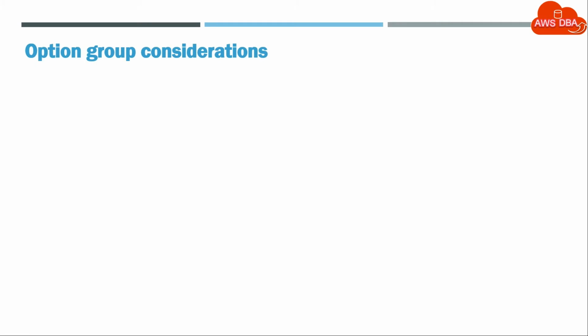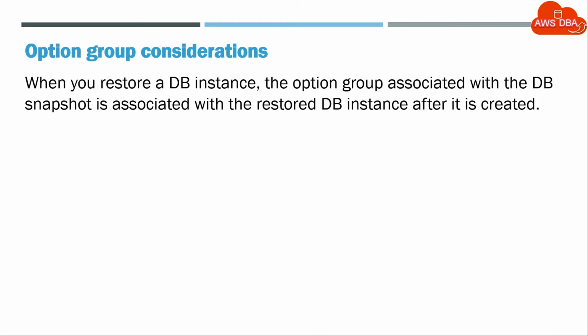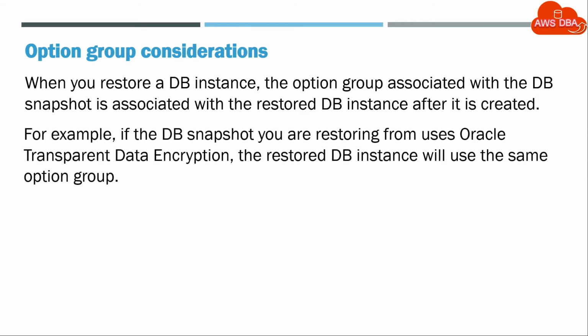Option group considerations. When you restore a DB instance, the option group associated with the DB snapshot is associated with the restored DB instance after it is created. For example, if the DB snapshot you are restoring from uses Oracle Transparent Data Encryption, the restored DB instance will use the same option group.